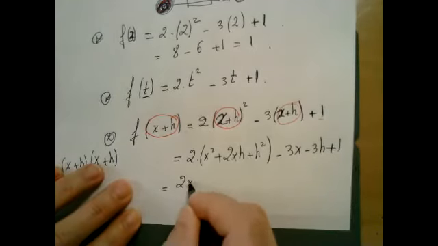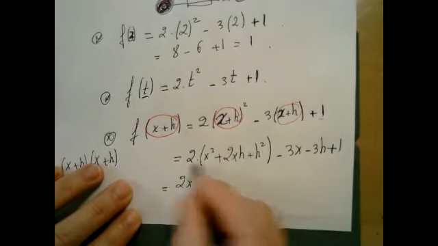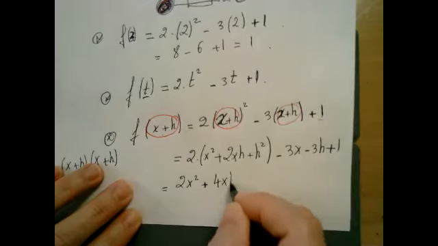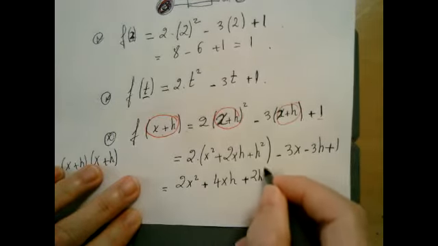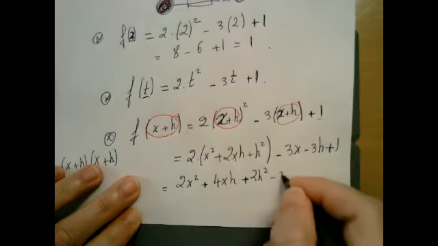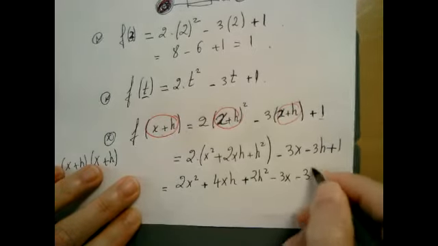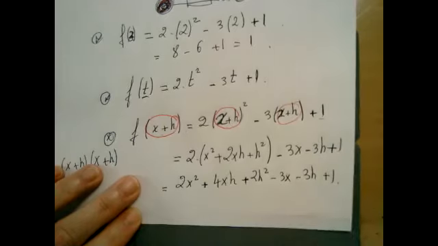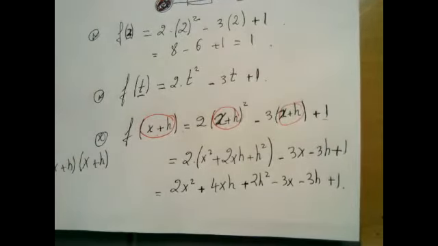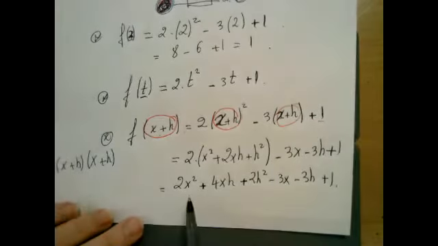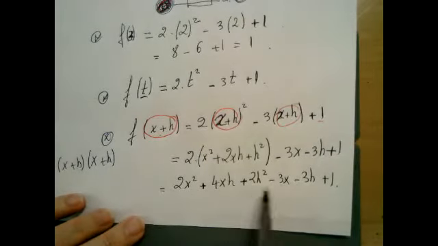So I will get 2x squared plus 2 times 2, it's a 4xh, plus 2h squared minus 3x minus 3h plus 1. Okay, now usually we look if there is any way we can simplify things, but in this scenario I have xh, xh, there is nothing really to combine. There is really nothing to simplify, so that's f of x plus h.